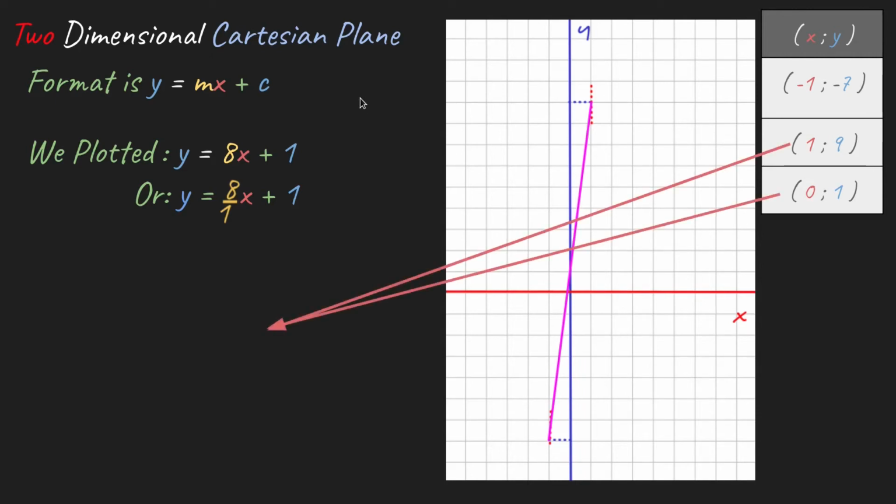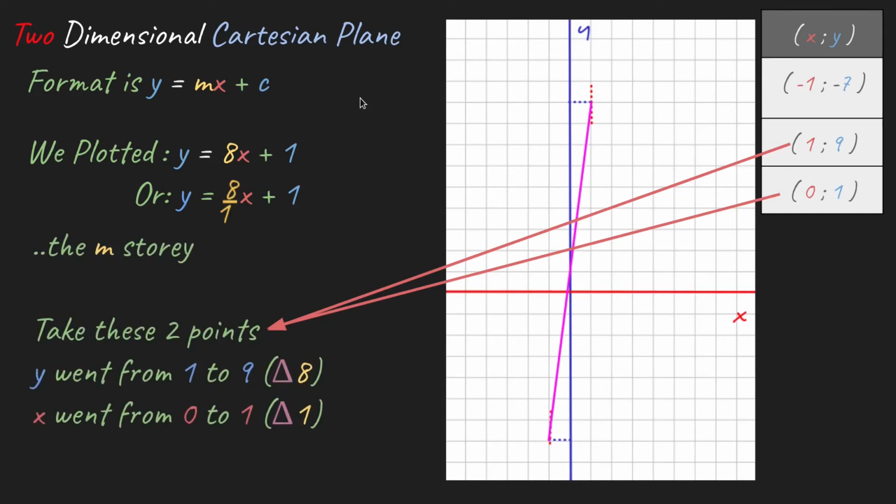Right, so if we take those 2 points to start with, and we go along that line from (0, 1) to (1, 9), then y goes from 1 to 9. So as this line goes along here, y goes from 1 to 9. At the same time as y is going from 1 to 9, x goes from 0, remember x is 0 here, to 1. Have a careful look at that.